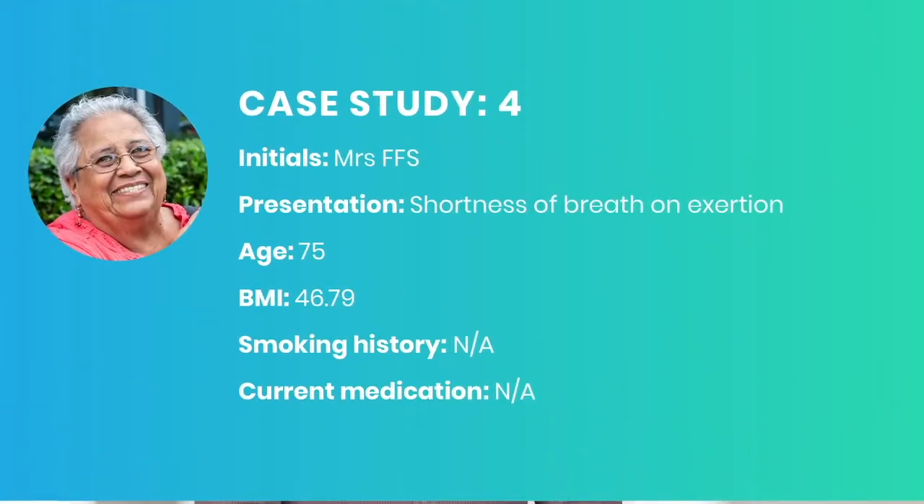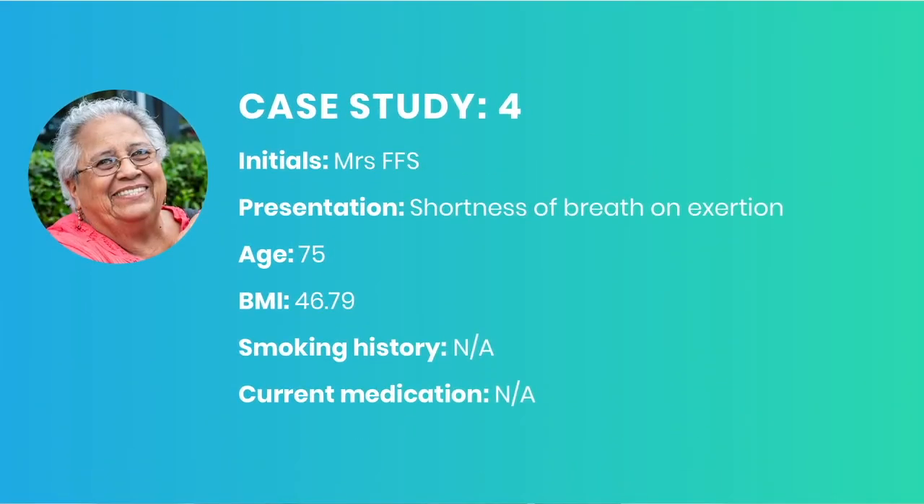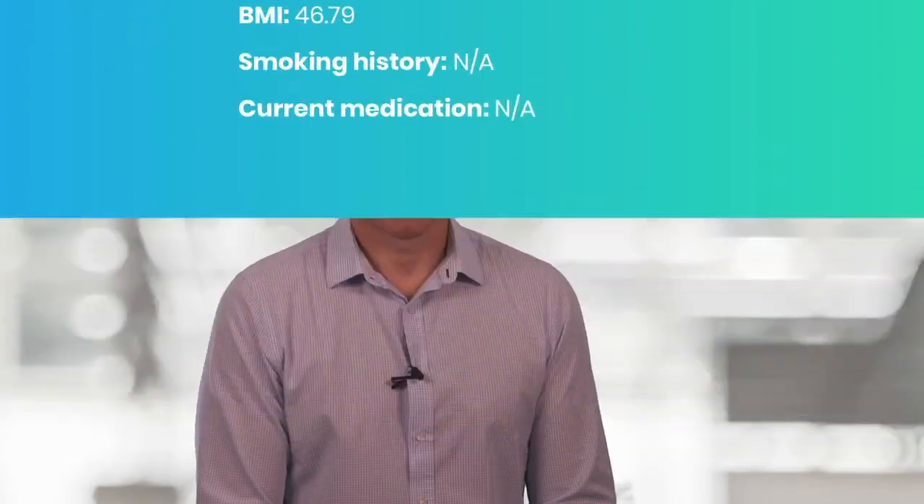So here we have another case. This time we have a 75-year-old lady who has presented with shortness of breath on exertion. Importantly, we notice that the BMI is 46, consistent with morbid obesity. Spirometry is useful in this patient because it'll help determine if there is airflow obstruction or airflow restriction to try and determine what the cause for the shortness of breath is.